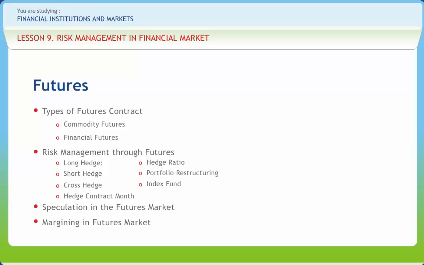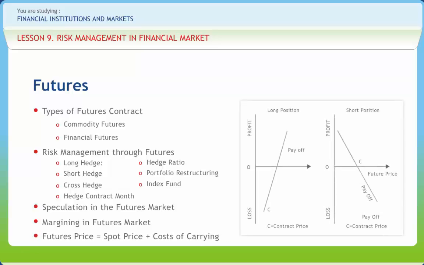Sell a future to agree to make delivery of a commodity. This will protect against a fall in price in the spot market as it produces a gain if spot prices fall. Selling a future is said to be going short. The spot price is the current price of a commodity. Futures price equals spot price plus costs of carrying.